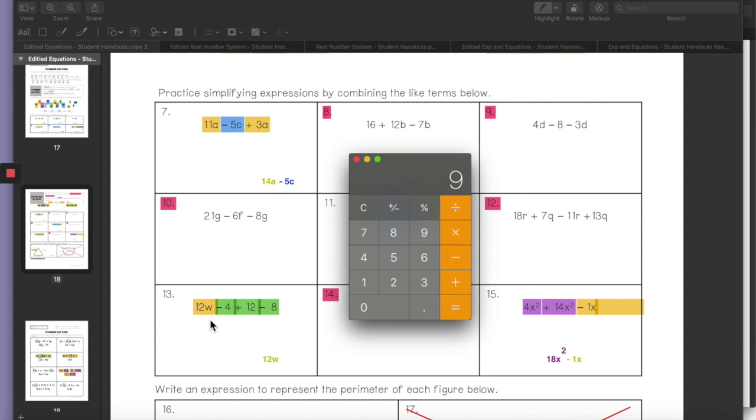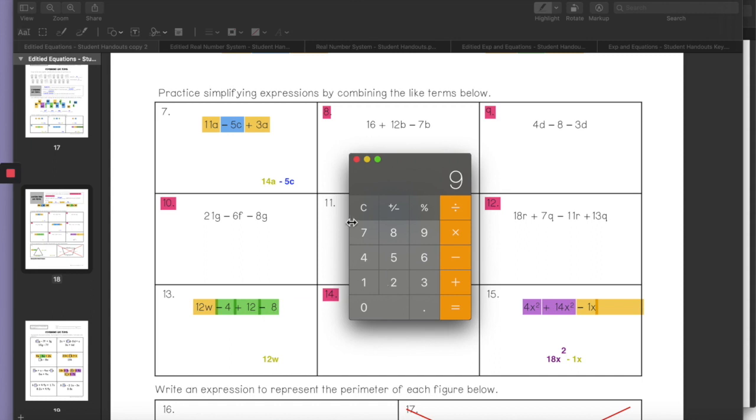So for number 13, you've got all these constants and then 12w. The term 12w is here, and you saw that I kept it the same. You might be wondering why there are no constants in it. They're very different than the other ones.